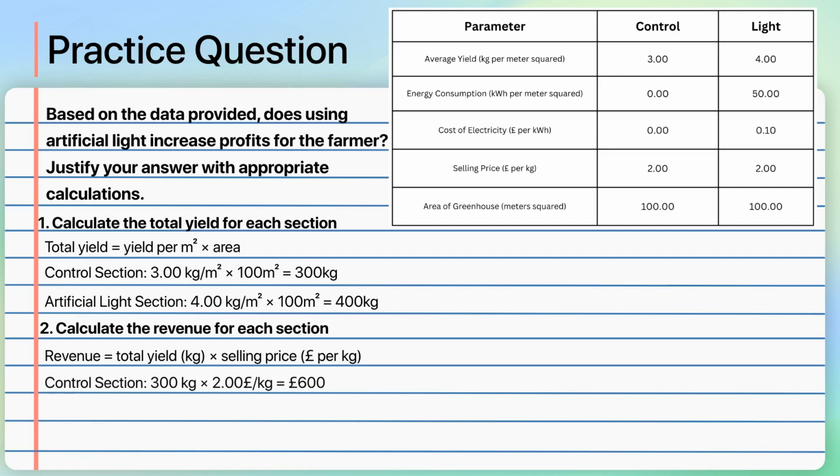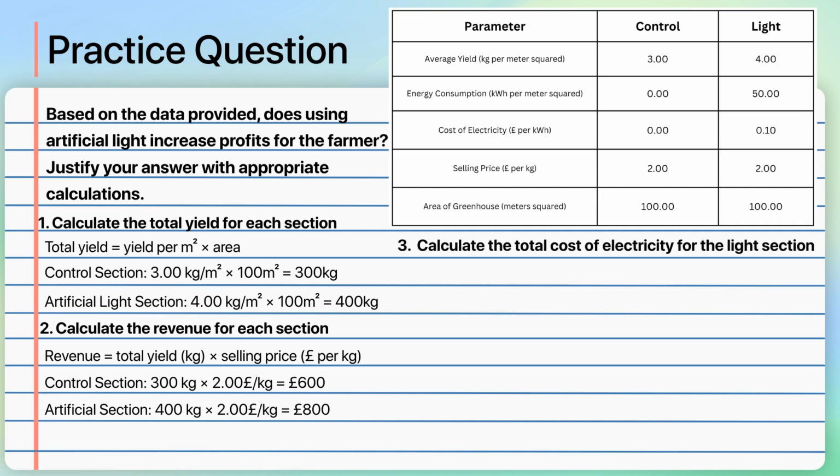For the control section, we calculated that the total yield was 300 kilograms. The selling price is £2 per kilogram, so by multiplying these together, we get a total revenue of £600 for the control section. For the artificial light section, the total yield was 400 kilograms, which when multiplied by the selling price of £2 per kilogram, gives us a total revenue of £800.